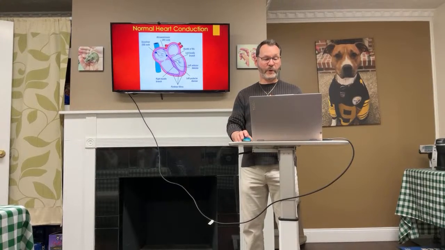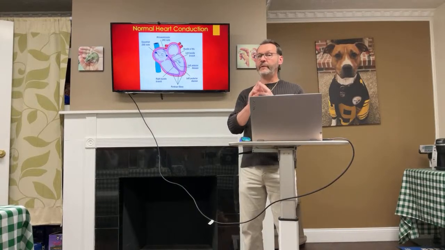Once that impulse gets down to what's called the atrioventricular node, the node between the atria and the ventricles, it goes very quickly through what's called the bundle of His, the right and left bundle branches, and down here too, the Purkinje fibers. And then down here at the apex of the heart, it triggers the heart muscle to contract from the apex to the top, so that whenever the ventricles contract, they're squeezing from the bottom of the ventricle to the top of the ventricle, so it squeezes the blood out very efficiently.